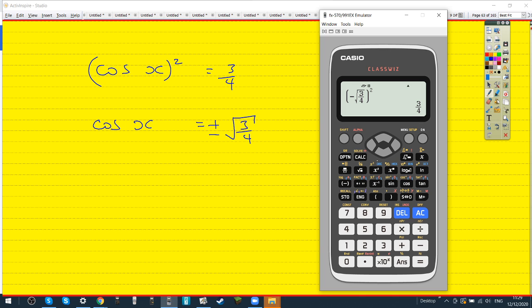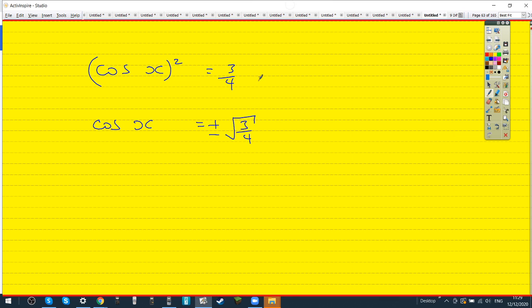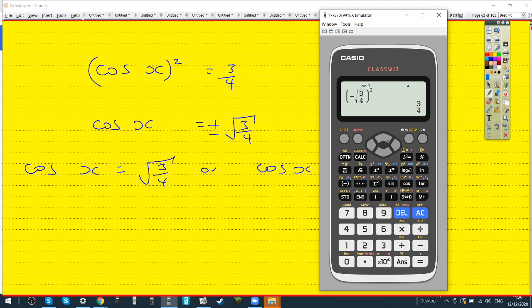And so you have to do the two separately, and it will work actually. Let me see. So cos x equals root 3/4, and you could do that one in the calculator. Or cos x equals negative root 3/4, and do the two separately. But let me just... It doesn't save those things.